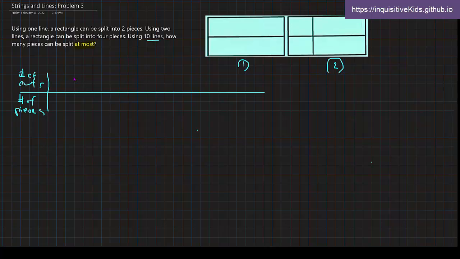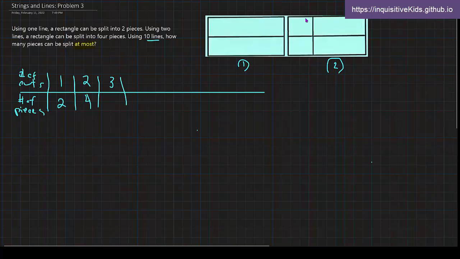Okay, so we know with one line, the rectangle can be split at most into 2 pieces. With 2 lines, 4 pieces. What about 3 lines? Okay, we can think of this as trying to cross as many lines through it as possible with another line. So I can think of going like this, for example. I can think of going like this. Now how many pieces do I have? We can count 1, 2, 3, 4, 5, 6, 7.